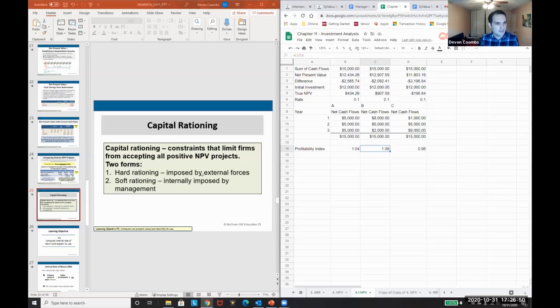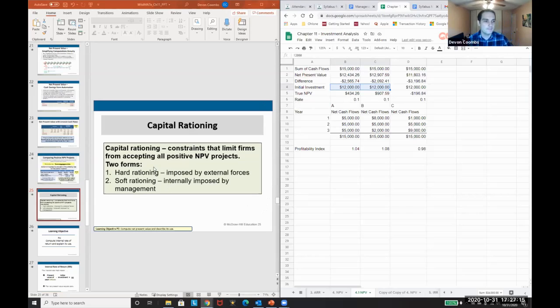So capital rationing, constraints that limit firms from accepting all positive projects. Just be aware that there are types of capital rationing. So we can have hard rationing, which is we don't have enough money to invest in two projects. Like maybe we only have $12,000 to invest, so we can't invest in both of these projects. Or there's soft rationing, where maybe the company has $24,000 to invest, but it's deciding to only allocate $12,000.